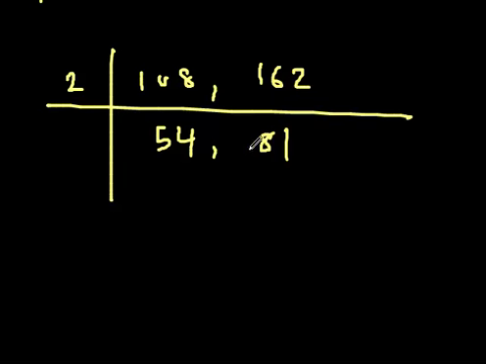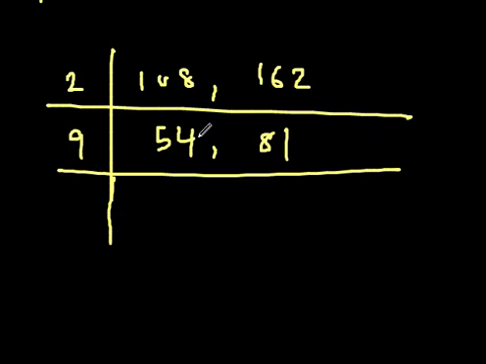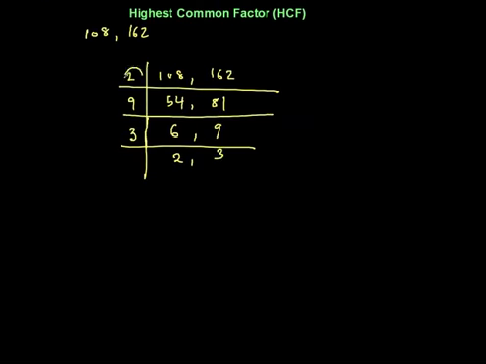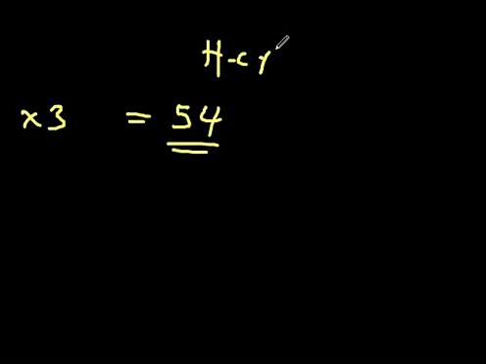Now, is there any number which goes into these two? I believe 9 goes. You can pick a bigger number, it's not a problem. So 9 goes, 9 times 6 and 9 times 9. Then what goes into them? 3 still goes into them, so 2 and 3. Now multiplying them together, 2 times 9 times 3 will give me the highest common factor, which is 54. Right, the highest common factor is 54.